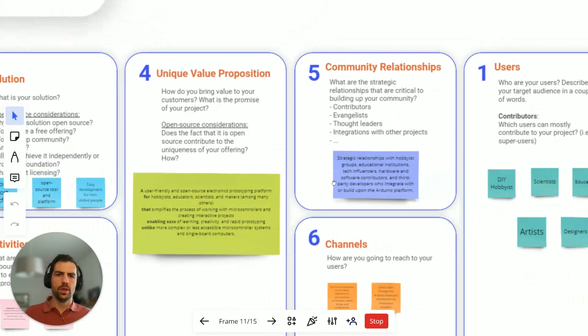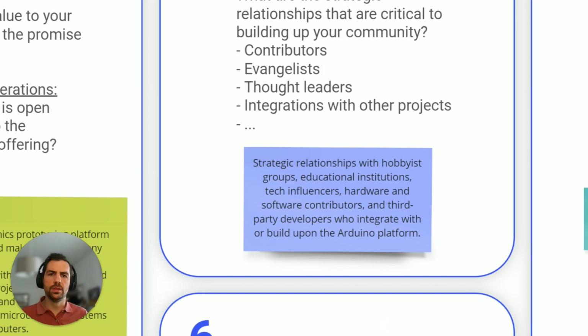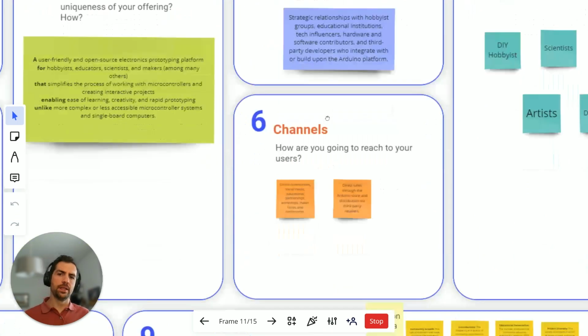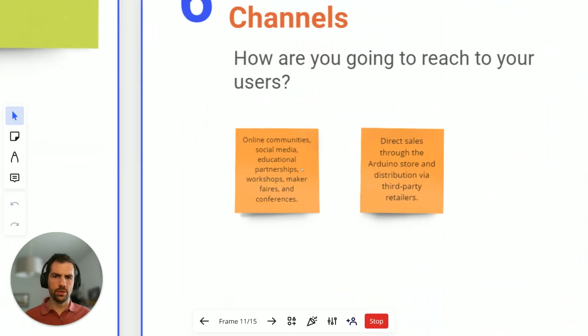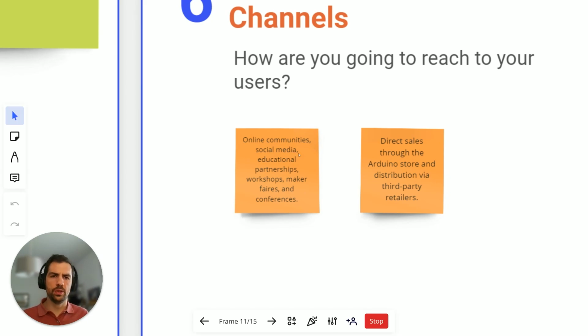Then if we go to the community relationships, here we have indicated a strategic relationship with hobbyist groups, educational institutions, tech influencers, hardware and software contributors, and third-party developers who integrate with or build upon the Arduino platform. This is a crucial relationship that we need to care about. The channels, how are we going to reach out to the users? Online communities, social media, educational partnerships, workshops, makers fairs, conferences, and also direct sales through the Arduino stores and distribution via third-party retailers.